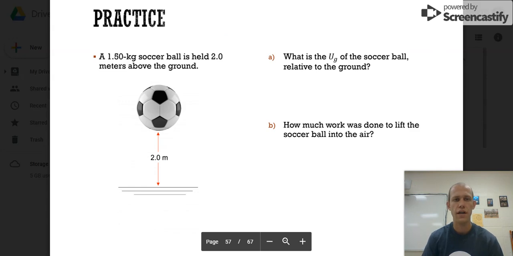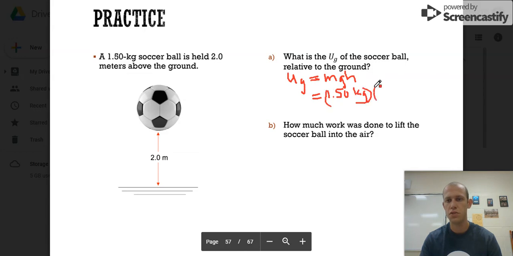So if we have a 1.5 kilogram soccer ball that is held 2 meters above the ground, what is the potential energy of the soccer ball relative to the ground? So let's do this really quick. So the gravitational potential energy is mass times gravity times height. We know the mass is 1.5 kilograms. We know gravity is 10 meters per second squared. And we know that the height is 2 meters. So when we multiply all these together, 1.5 times 10 is 15. 15 times 2 is 30. And with sig figs, it's looking like we're going to be 2. So 30 joules exactly.